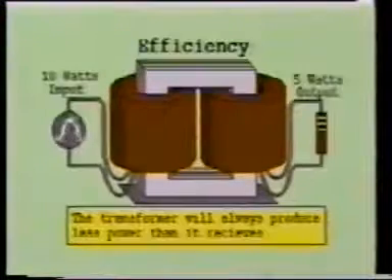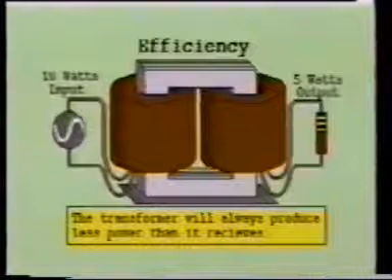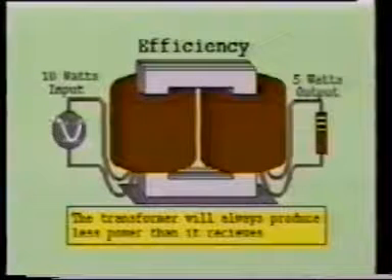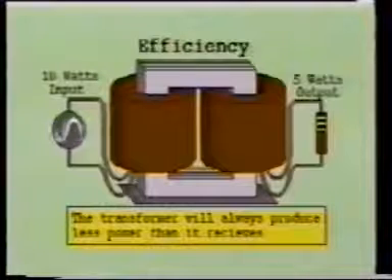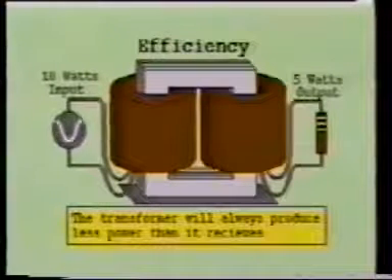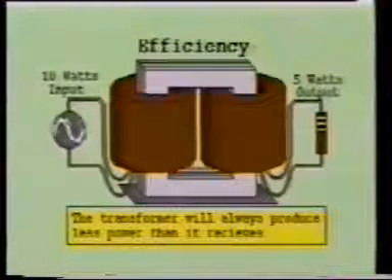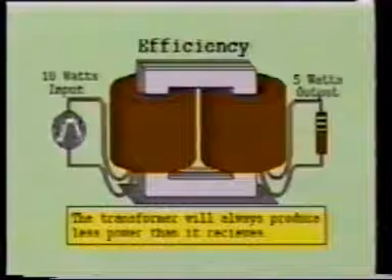You will always find that more power is fed into the primary of a transformer than is delivered by the secondary to the load. This difference between the input and output power is the sum of all the power losses in the transformer caused by eddy currents, hysteresis, and copper loss.